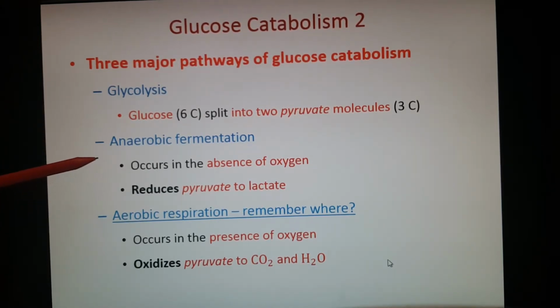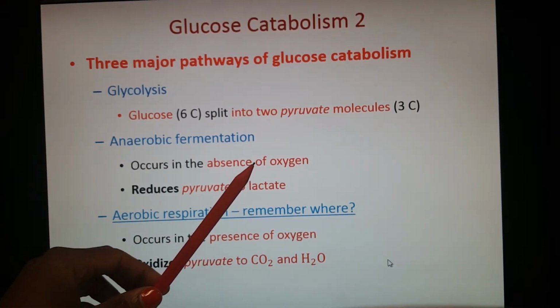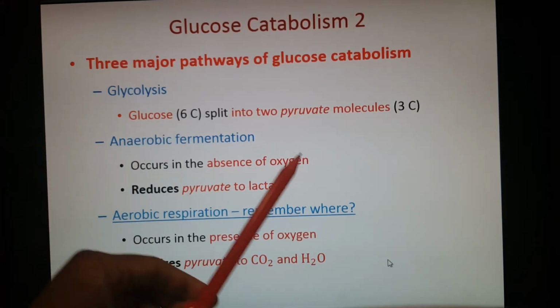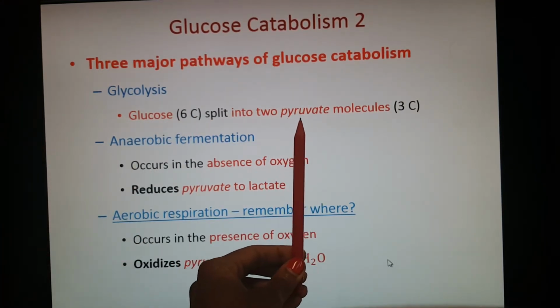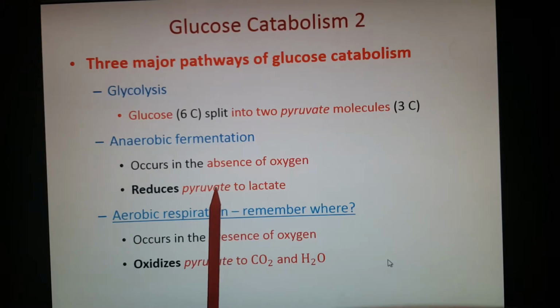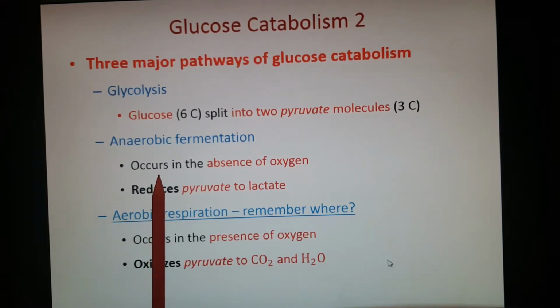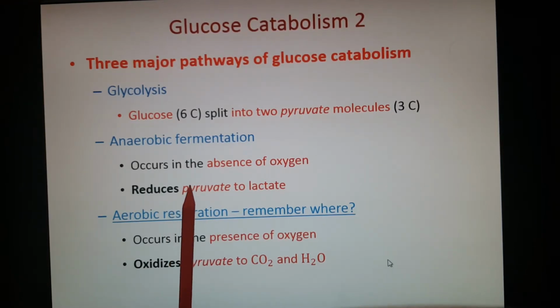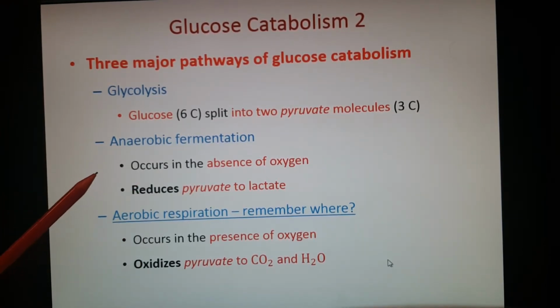The next pathway is anaerobic fermentation. This occurs in the absence of oxygen or at low oxygen levels. It takes the pyruvate molecules from glycolysis and reduces them to lactate. If something is reduced, it receives electrons from another molecule. So that reduction process, in a sense, ferments the pyruvate to lactate. This one only produces two ATP molecules.